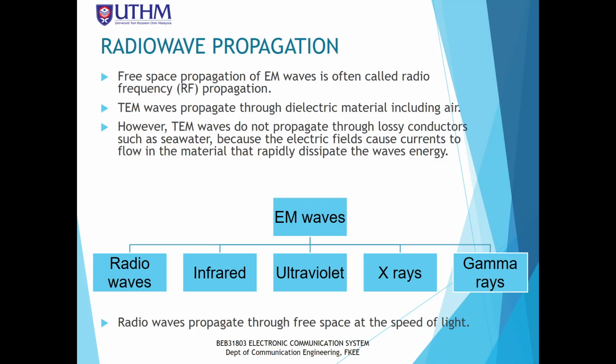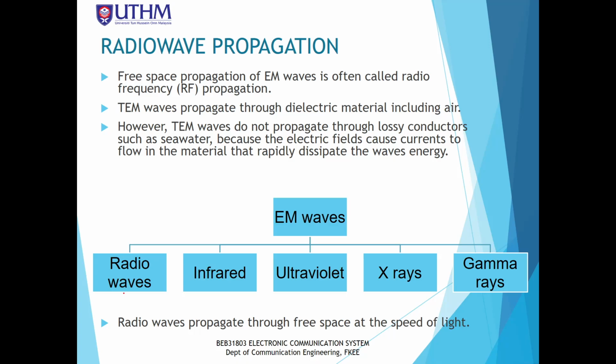So radio wave propagations. This is the characteristics of the radio wave. So this is the third topic of chapter 5. Kita dah masuk topik yang ketiga dalam chapter 5, iaitu berkenaan dengan radio wave propagations.